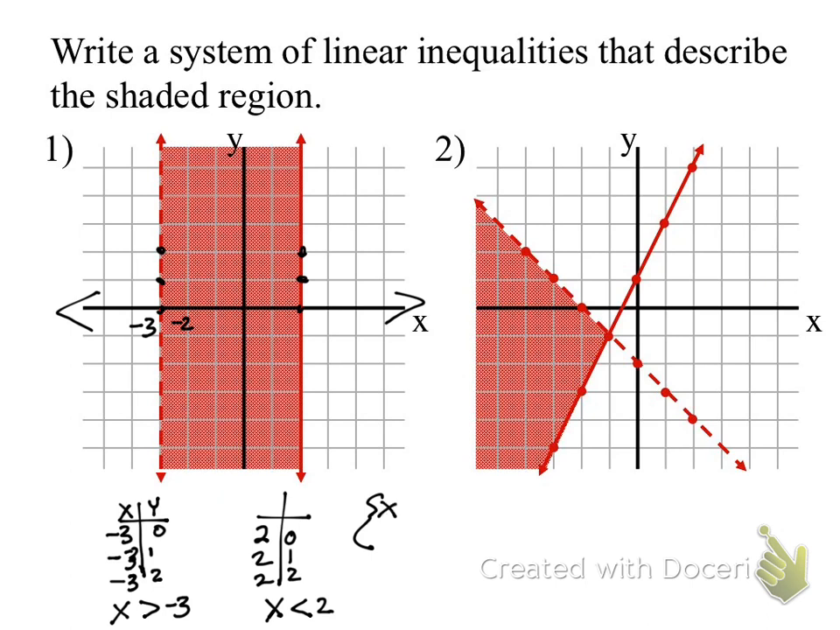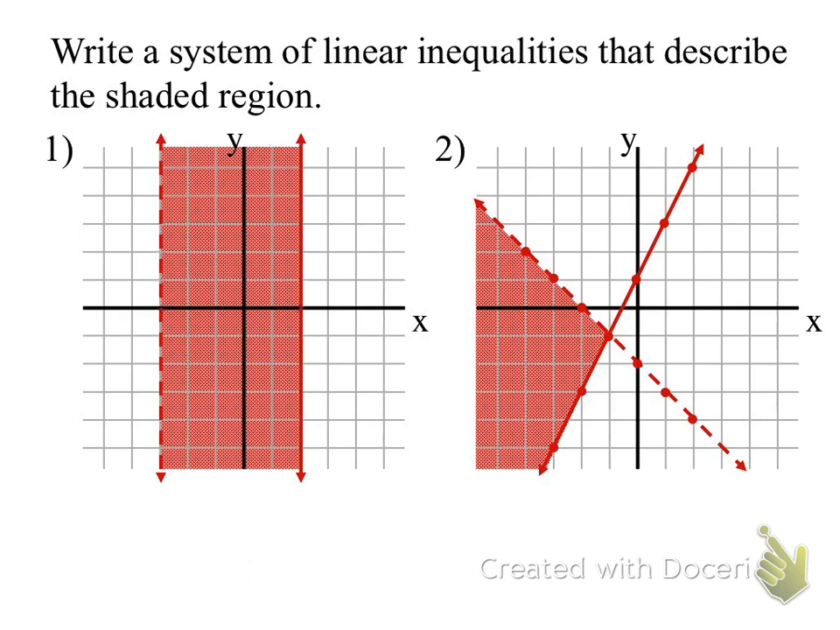Do you understand? You would write x is greater than negative 3, x is less than 2. Oh, and less than or equal to 2. Do you understand? Okay, let's try the next one. What's my m and what's my b? Let's try number 2.